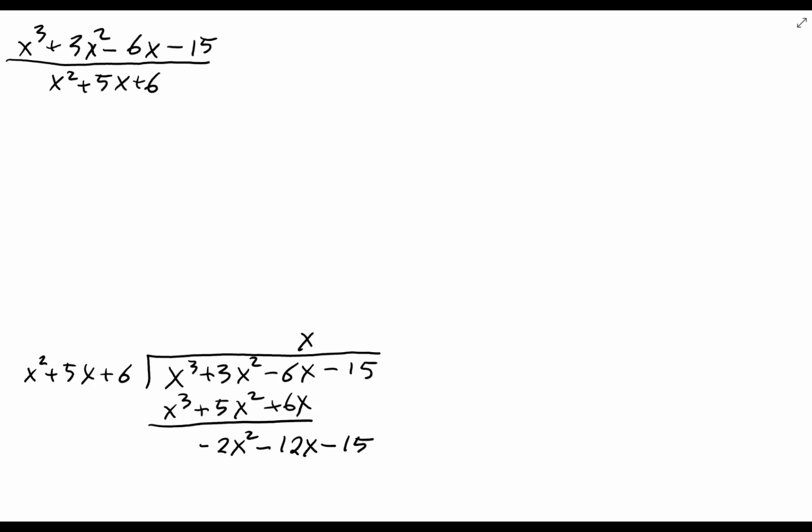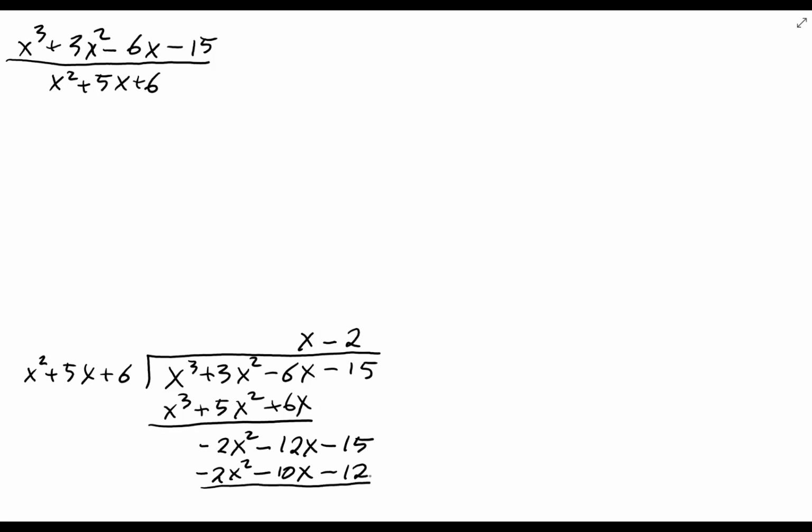Then we repeat the process. What do I have to multiply x squared by to get negative 2x squared? Well, that's a negative 2. Then I multiply negative 2 times, again, each of these three terms. And I get negative 2x squared minus 10x minus 12.